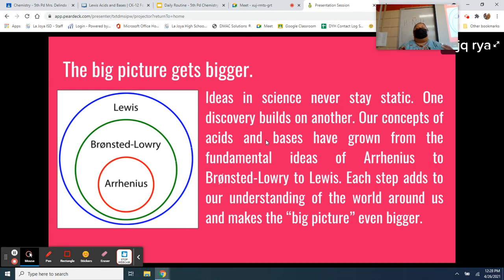More. Why more? Because the circle is bigger. For Arrhenius, it was very small. It was very specific to certain compounds. Bronsted-Lowry picked up the slack where Arrhenius couldn't cover. Lewis is going to pick up even more slack. He's going to include other compounds that don't apply to Bronsted-Lowry or Arrhenius. Got that? All right, so the introduction says the big picture gets bigger.